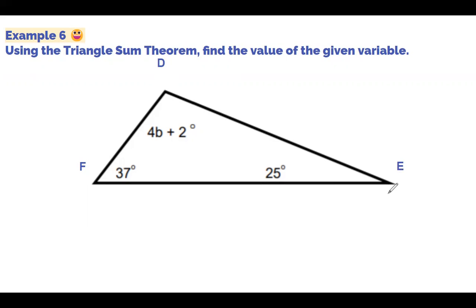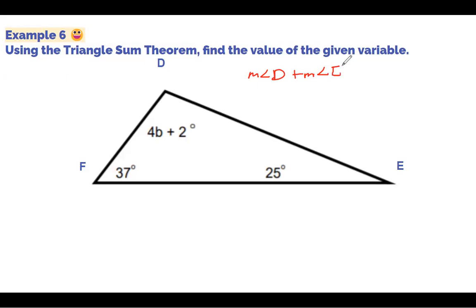We're going to go ahead and add them together. So how would my equation look this time? Measurement of angle D plus the measurement of angle E plus the measurement of angle F equals 180. Right. What is the measurement of angle D? 4B plus 2. Measurement of angle E is 25. Measurement of angle F is 37. And it all equals 180 degrees.